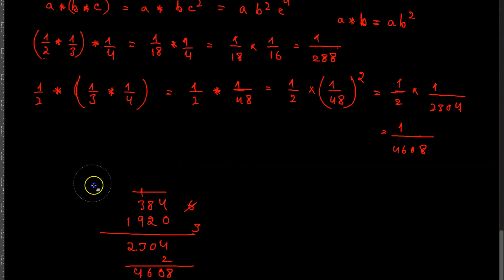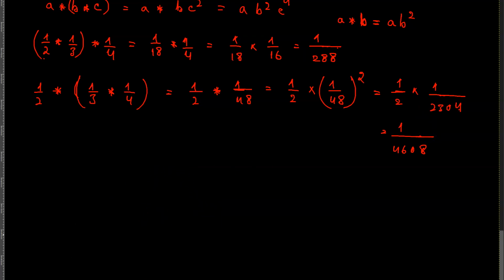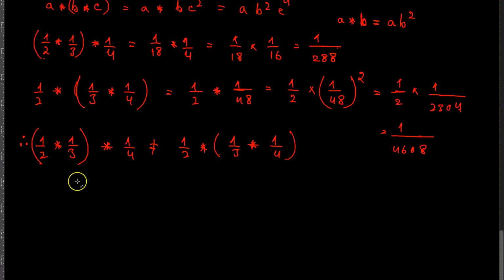And as you can see, 1/2 star 1/3 star 1/4 is not the same thing as 1/2 star 1/3 star 1/4 computed the other way, and therefore star is not associative. Star is not associative.